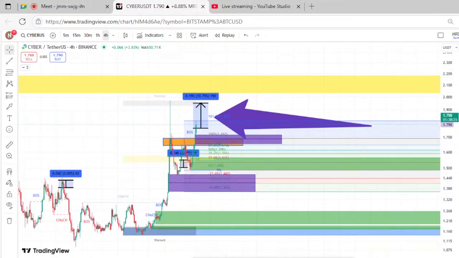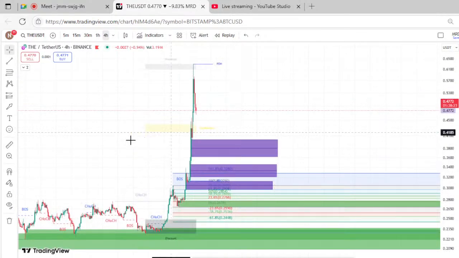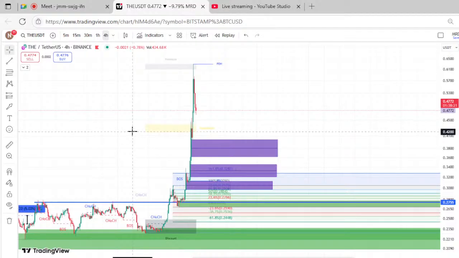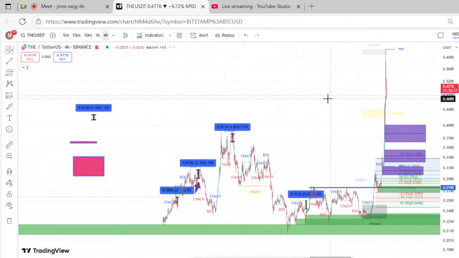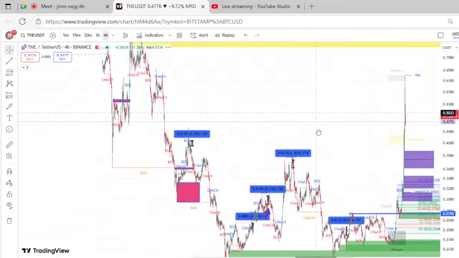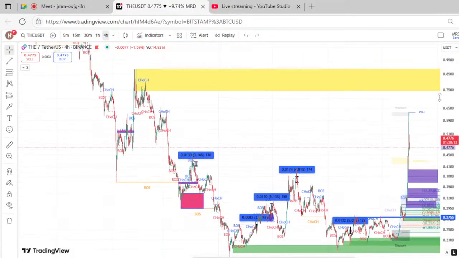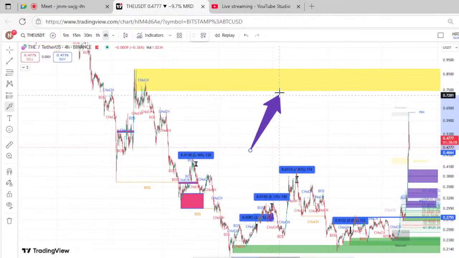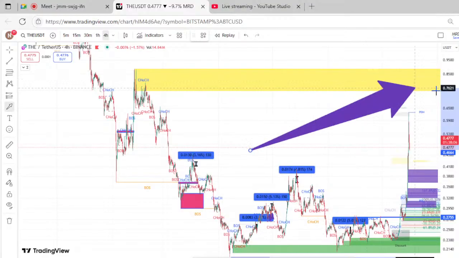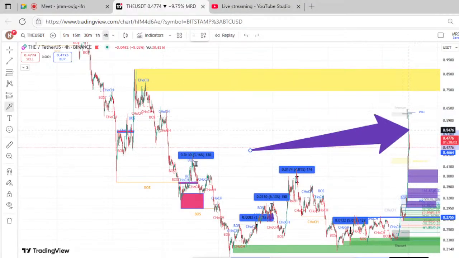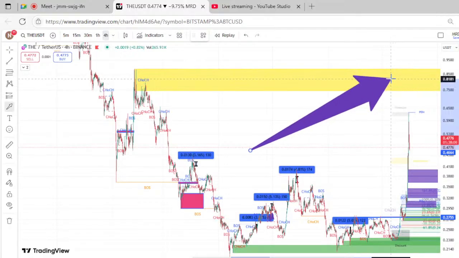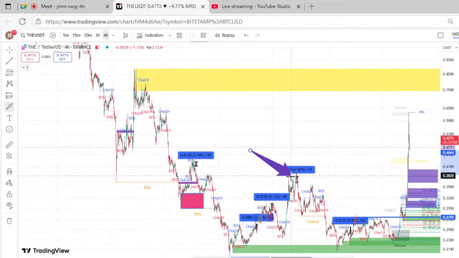Okay, for example, we have this coin called They, it has been performing well. And when you look at this side, we can see that we have what we call the supply level, which this coin was chasing. It was chasing this supply level, and now we have this support. Okay, we have this support.